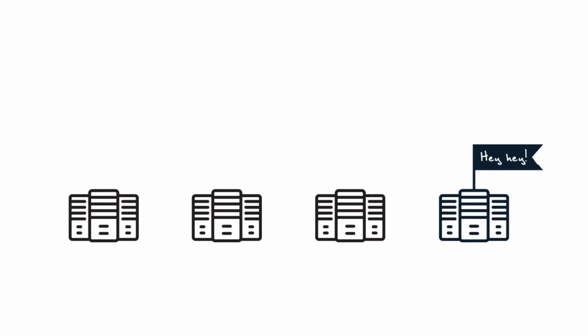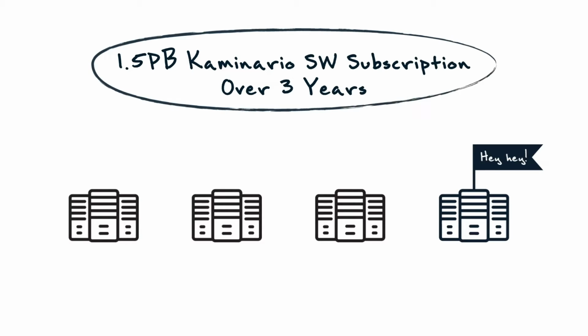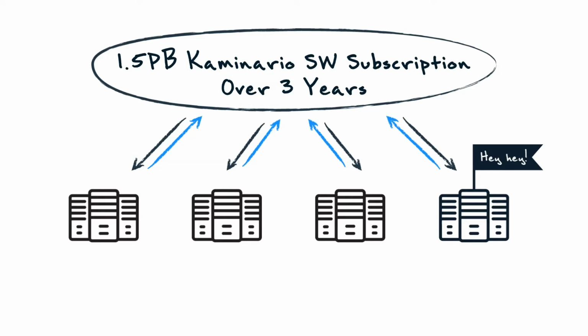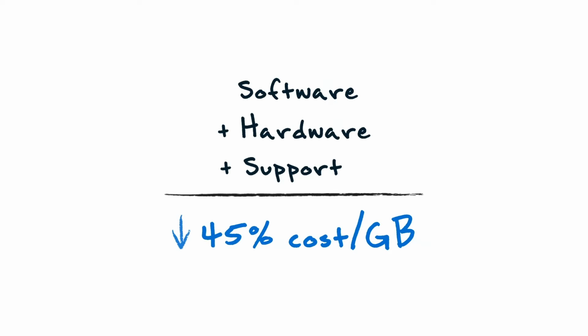The solution? The company decided to invest in a subscription for 1.5 petabytes of Kaminario software over 3 years, plus new hardware for all the data centers. The solution gave them the flexibility to allocate software licenses to any of the four data centers as needed, while being able to move licenses to meet changing capacity requirements. Most importantly, this flexibility meant that the company was able to decrease the cost per gigabyte by more than 45%.